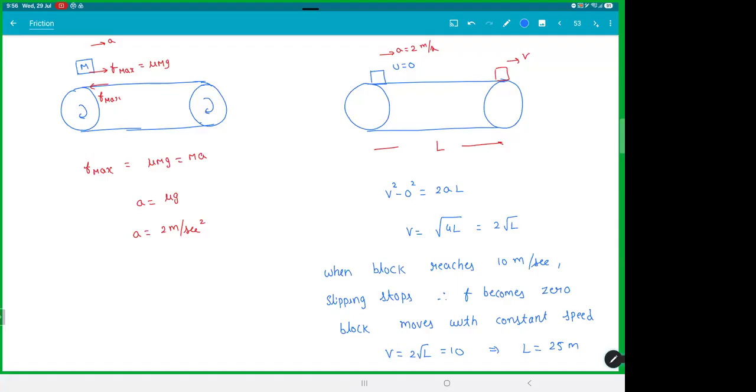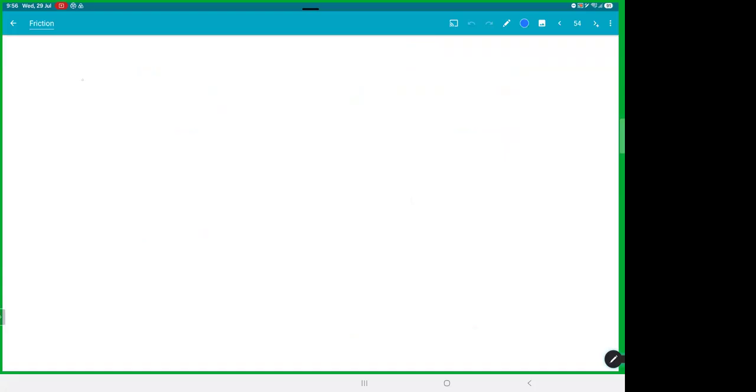So up to a certain value, it does depend on the conveyor belt length. This is how you write the velocity formula. The velocity of the block is 2 into root L if the length is less than 25 meters, and the speed is 10 meters per second if the length is greater than or equal to 25 meters.